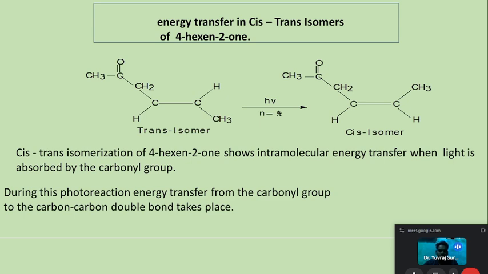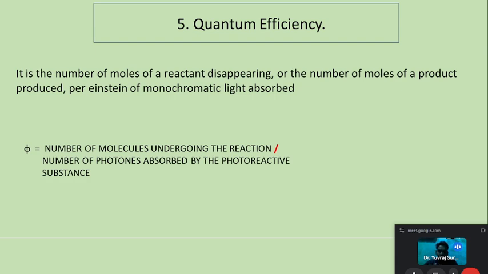The same process occurs in 4-hexen-2-one, the energy transfer in cis-trans isomerism. Cis-trans isomerization of 4-hexen-2-one shows intramolecular energy transfer when light is absorbed by the carbonyl group. During this photoreaction, energy transfer from the carbonyl group to the carbon-carbon double bond takes place. That is, n to pi star transitions occur. The trans isomer is converted into the cis isomer.